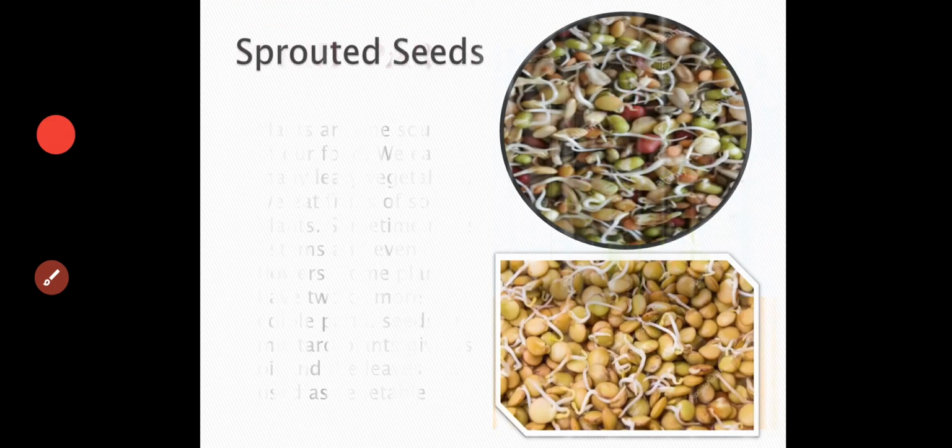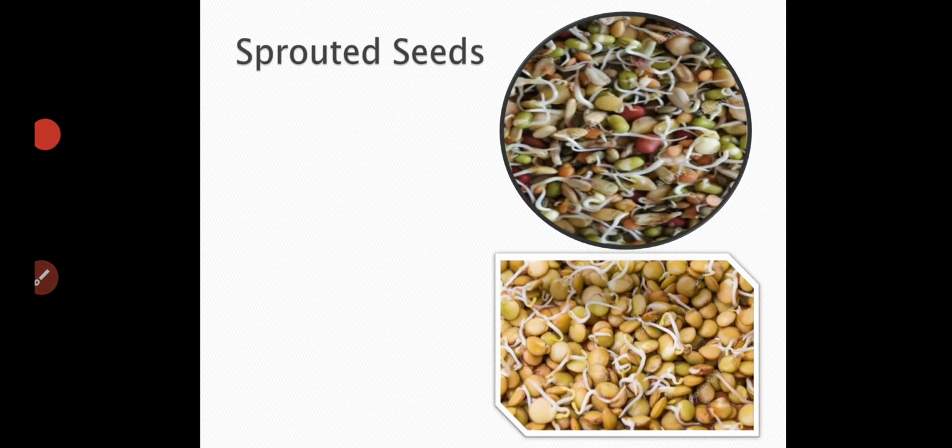Next, sprouted seeds. I think you all are familiar with these seeds, right? You all are eating them, your mother prepares these seeds in your home. Now, from today, we are going to prepare these seeds. So, students, what you have to do? Take moong dal seeds, a little amount only. Wash it thoroughly, and pour some water in a container. Then keep these seeds in water for 6 to 8 hours.